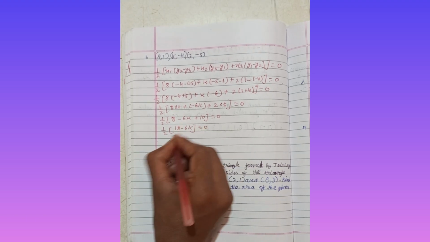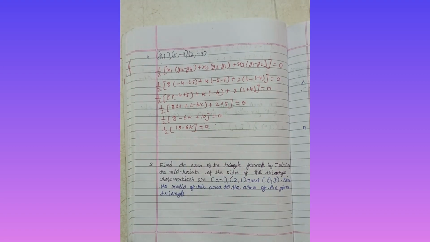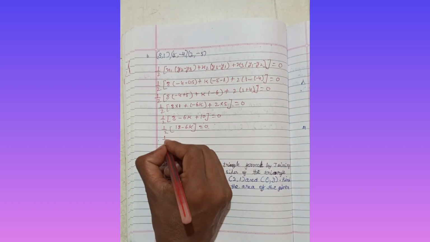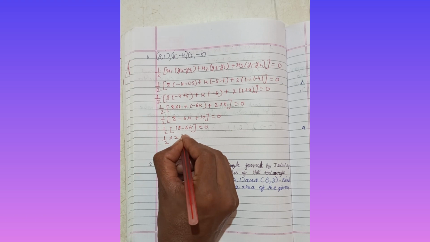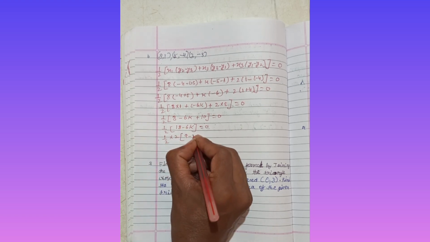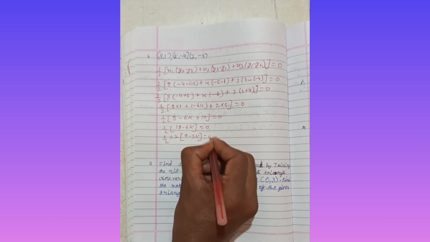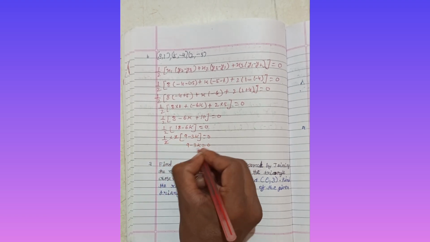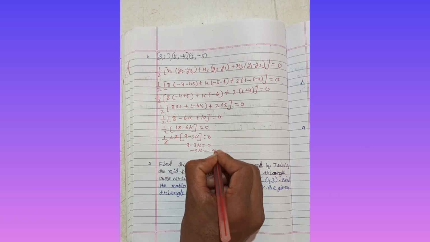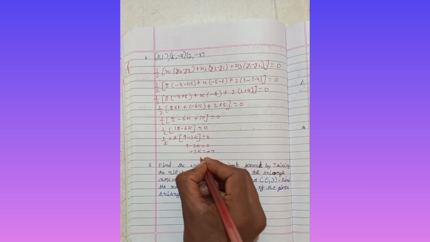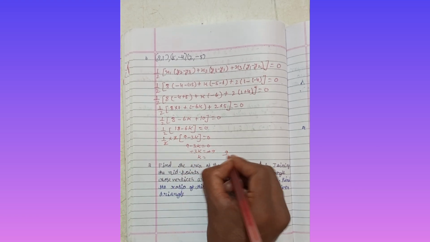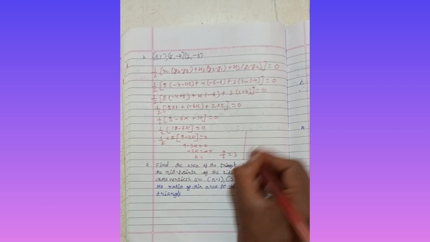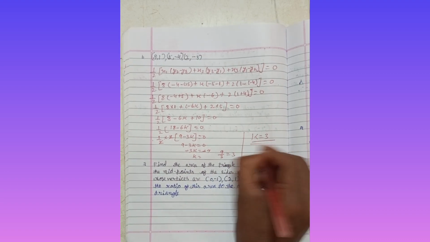We can take the 2 common. 1 by 2 into 2, what remains here? 9 minus 3k is equal to 0. This 2 cancels. So we got 9 minus 3k is equal to 0. Then minus 3k is equal to minus 9. Minus minus cancels. K is equal to 9 by 3, which is 3. So we got k is equal to 3.